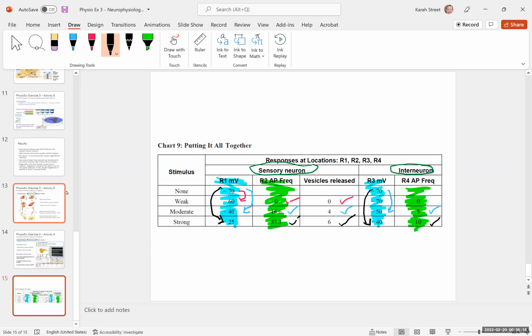This PhysioEx, even though it took quite a bit of time, actually, if I assigned all 9 activities, it would have taken you close to 5 hours to complete this. Obviously, there's a reason why I did not assign all 9 activities, but the activities I did assign pair very nicely with your lecture material, which is why I urged you to watch the lectures on membrane potentials and action potentials before you did this PhysioEx. Thank you, and I'll see you in class.